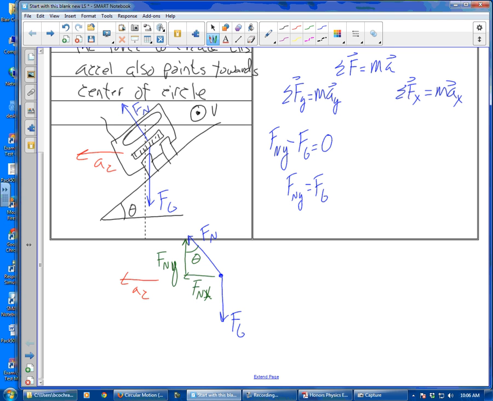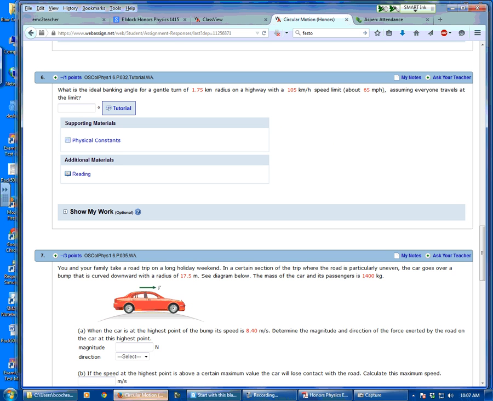In the X direction, I'm going to switch to green. The only force I have in the X direction is the force normal in the X direction. That's going to equal m times the centripetal acceleration, which is in that direction also. Okay, lots of fun, but what do they want to know? They want to know the angle, the ideal banking angle.